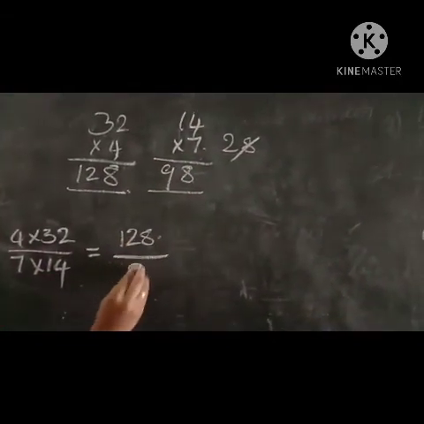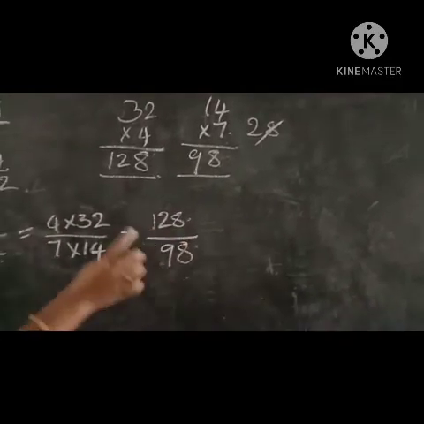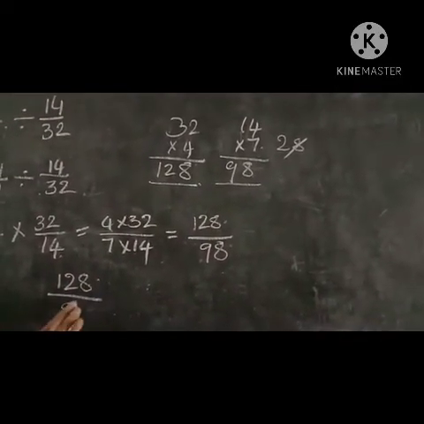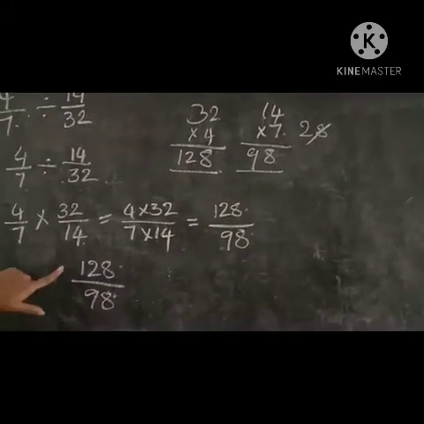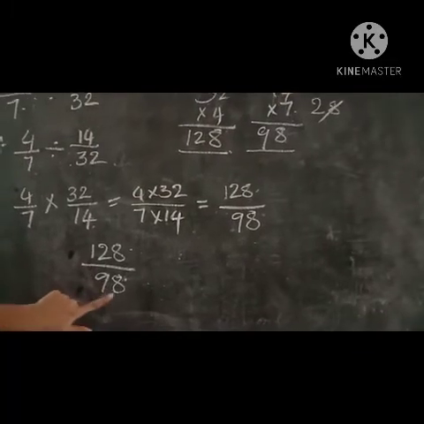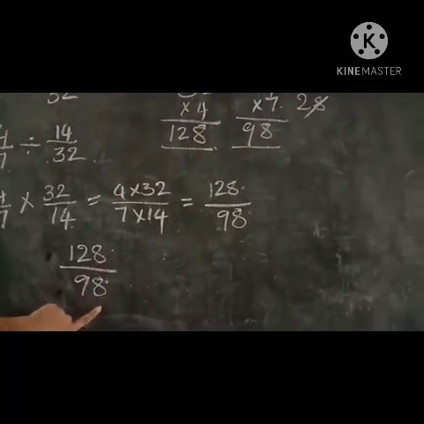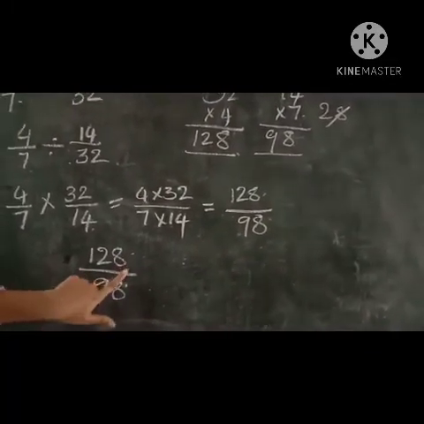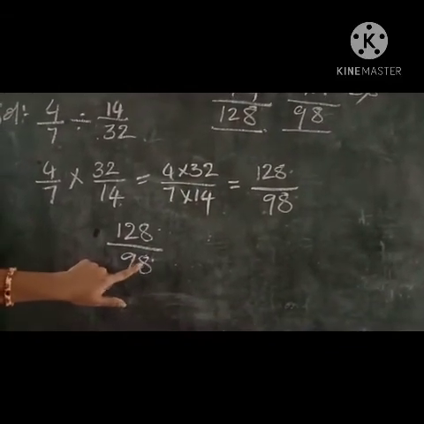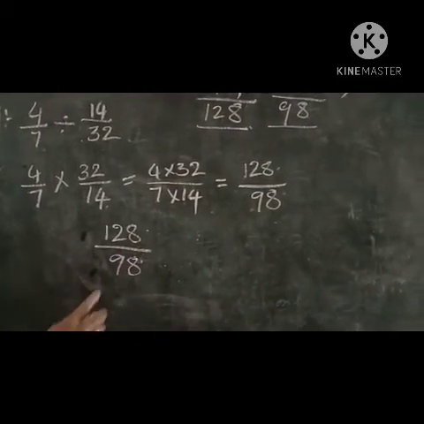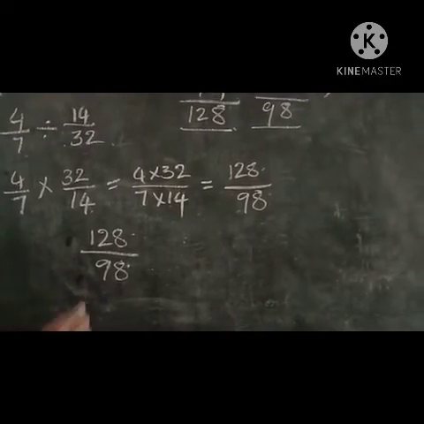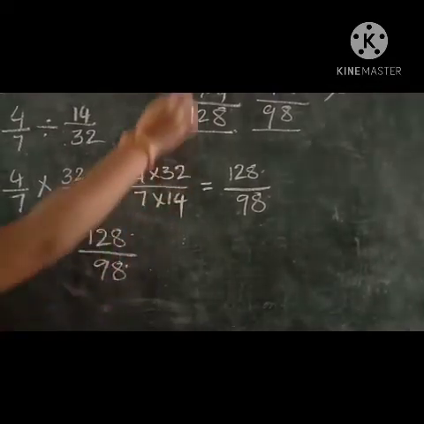98. See children, what is the number here? 128 by 98. These two numbers are cancelled, no? Why? Because in the ones place an even number is there. 8 here, and here also 8. So these two numbers are cancelled in which table? Yes, the 2 table. See here, in the 2 table, how many times will the number be divisible? 98. See children here.